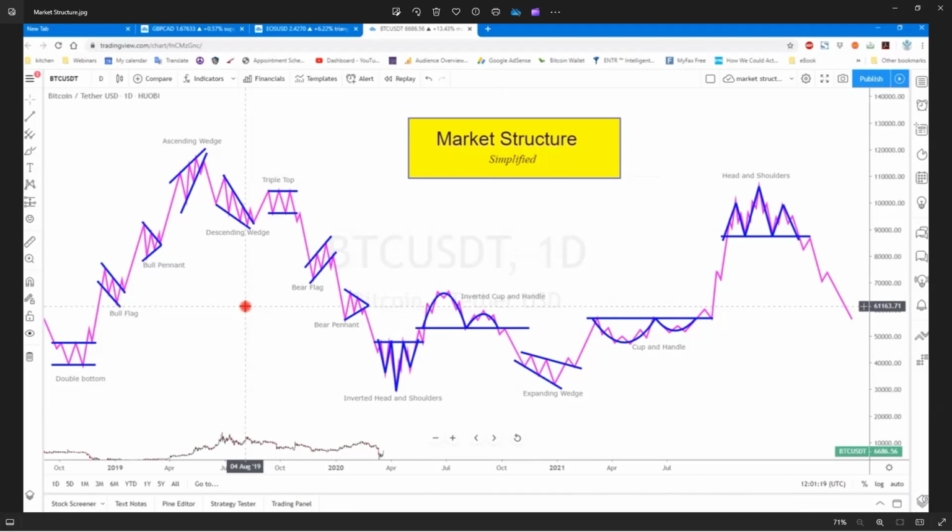I'm going to keep it simple. That's typically what I do, I make it very simple, that way you can truly understand how to read the charts.